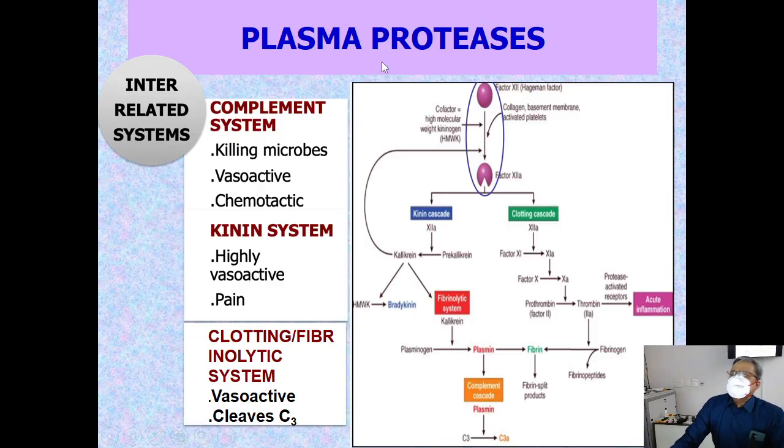Next, we come to the plasma proteases. These are the complement system, the kinin system, and the clotting system. All of these are interlinked together. Each one of them has something which activates the other. The purpose of this lecture is not to give you the cascade, because you can read that from your books, or you must have memorized it already from your biochemistry. The purpose of the lecture is just to make you understand what is going on.